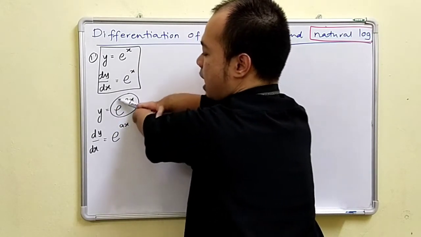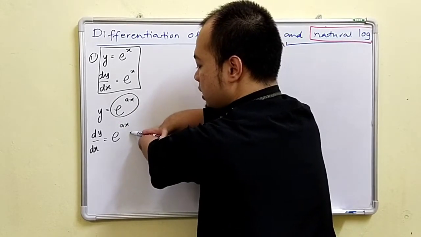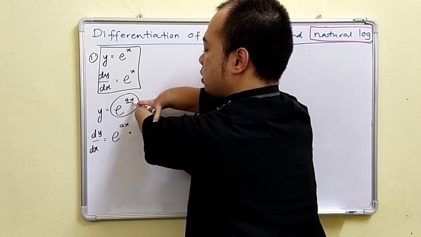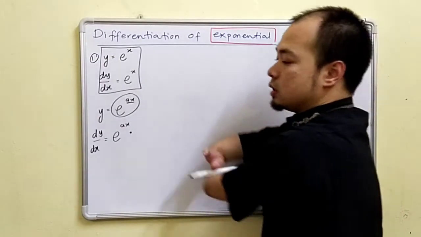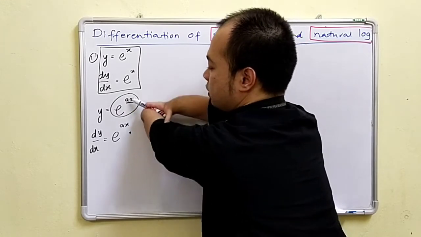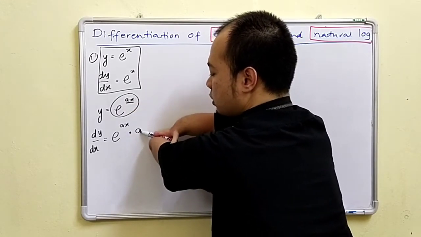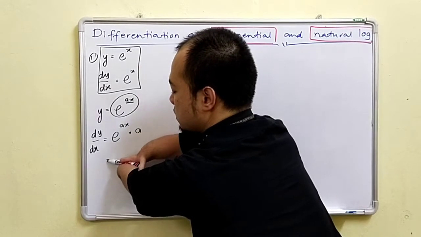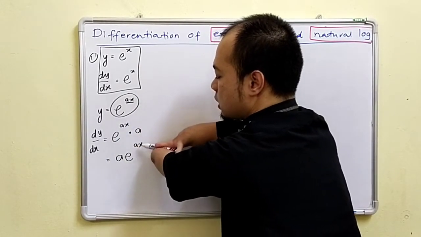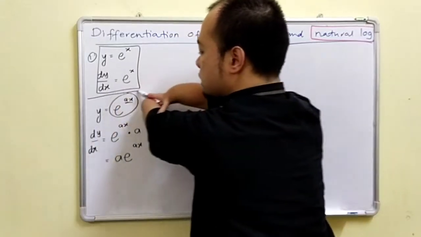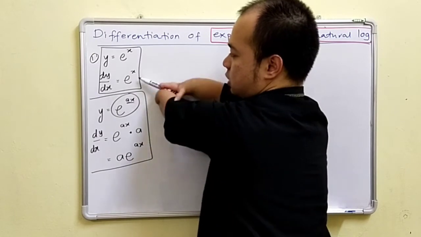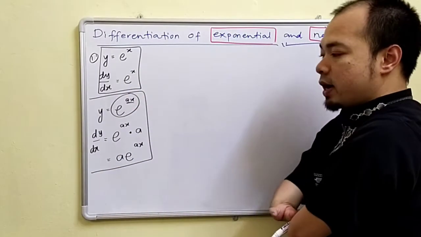This is the outside part. Multiply by the inside, meaning focus on the power and differentiate the power. So a is the constant; when we differentiate ax, we get the constant a only. So basically, we will get a e to the ax. So this is in general, for any constant given.